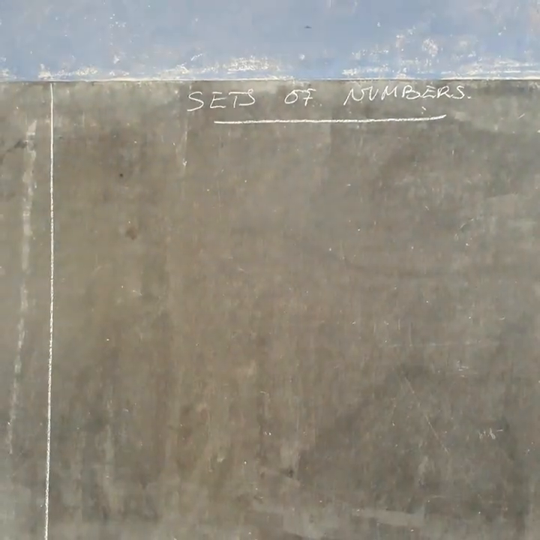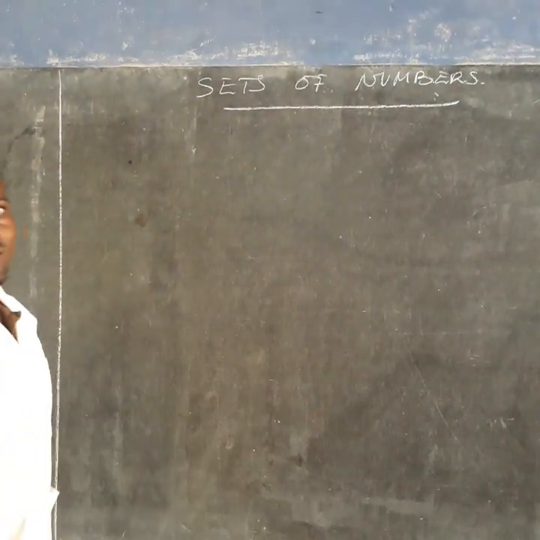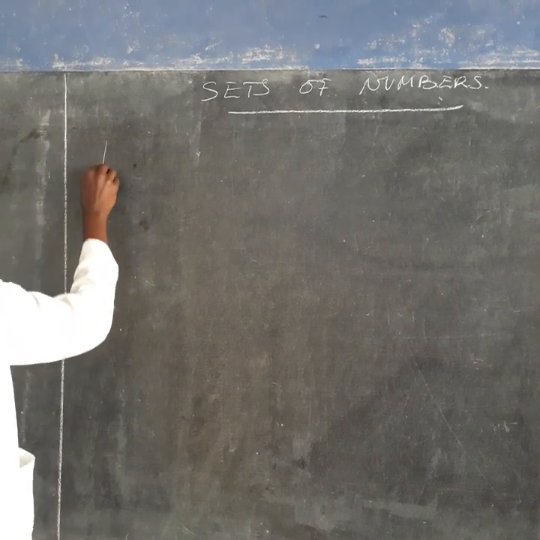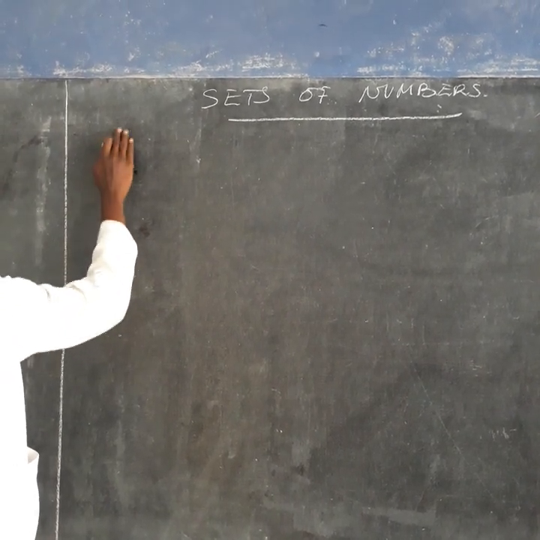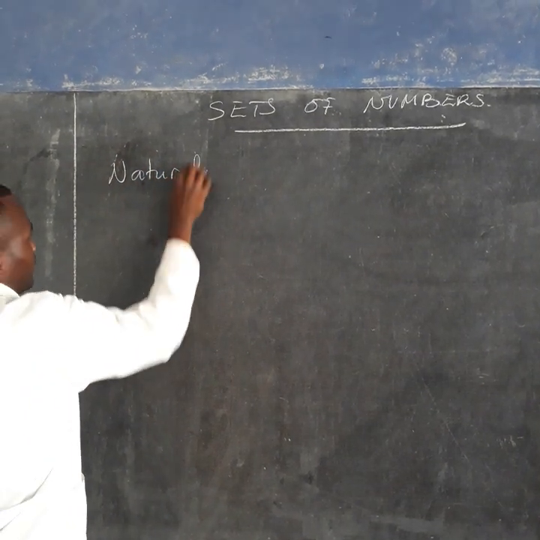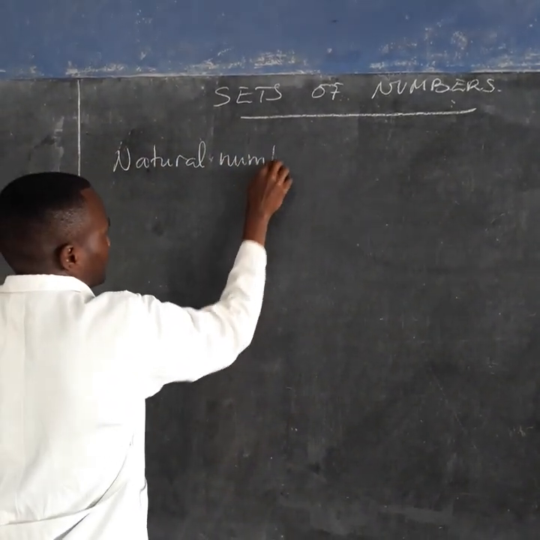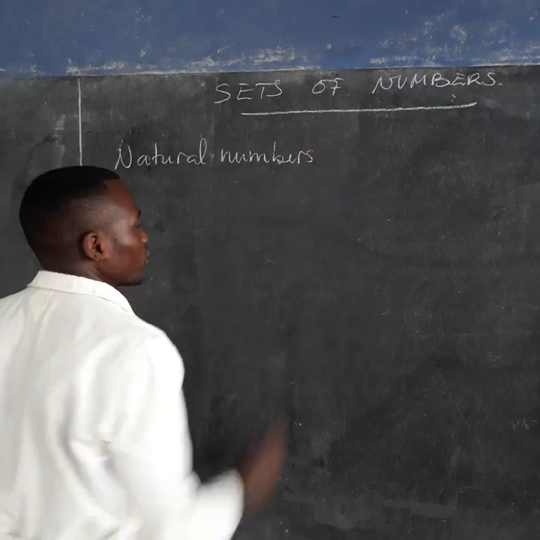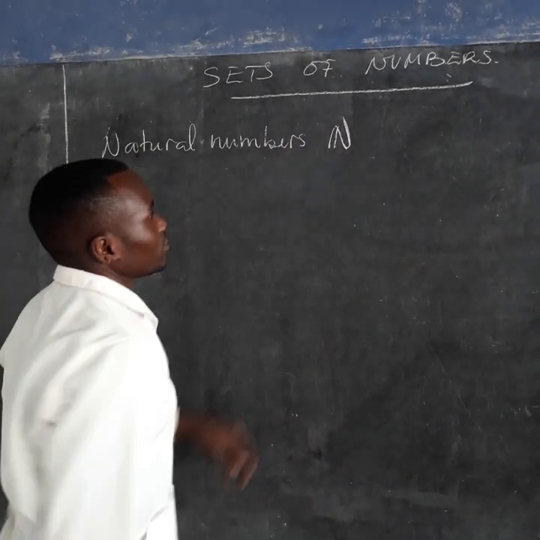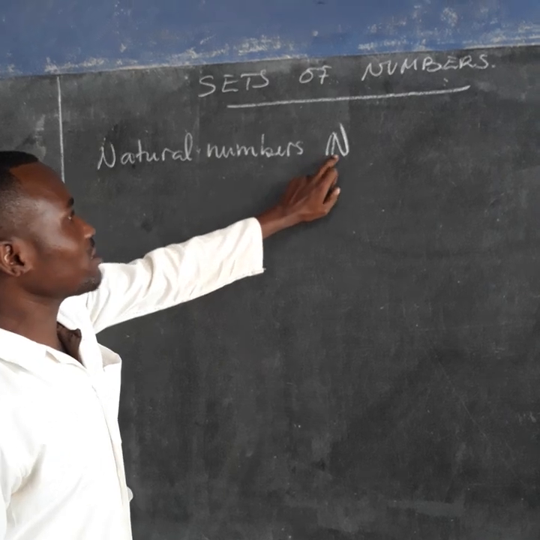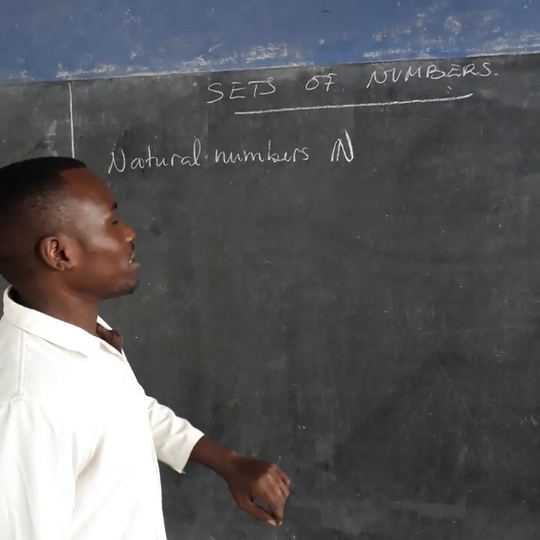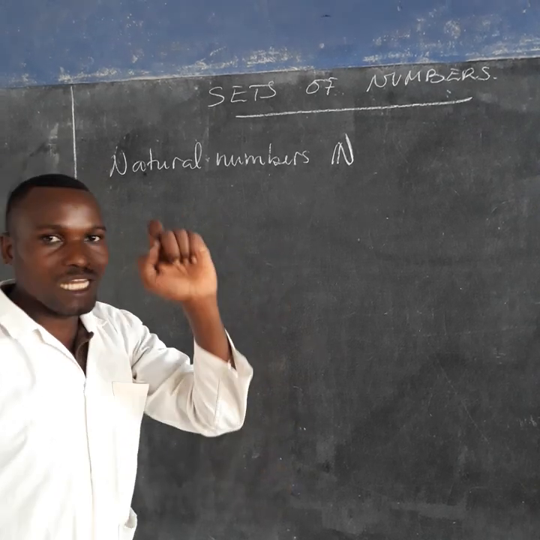Okay, within the sets of numbers, there is a set which is called natural numbers. Its symbol is this one. When you see this, it means it is natural numbers. It is a set of natural numbers. Now, what is a set of natural numbers?